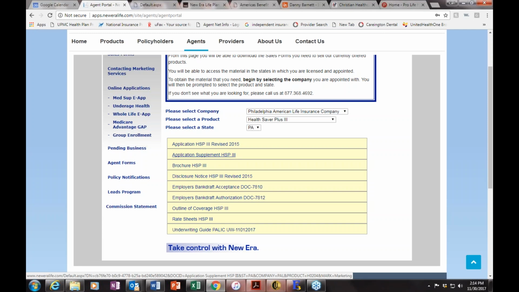Paper applications are frowned upon only because, as you'll see in a minute, I'll show you where you can track your pending business and your commission statements. If you do a paper application, you're never going to be able to view it online. Everything's going to be a manual process. You're going to have to call the insurance company. Did you receive my application? What is the status? Did you get the payment? It's just much easier to do it electronically. It's faster and you can track it.